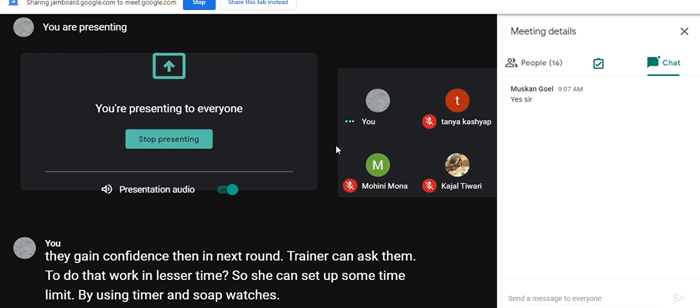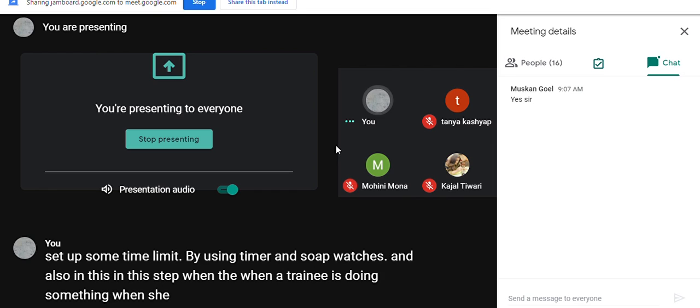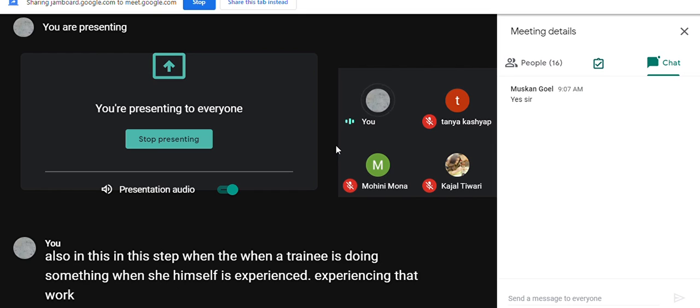And also in this step, when a trainee is doing something, when she herself is experiencing that work, her colleagues can also take insights from her.